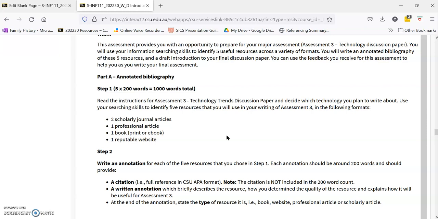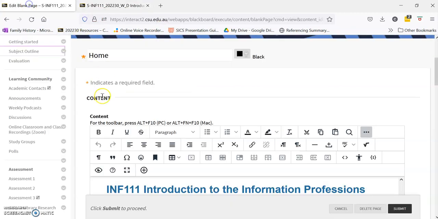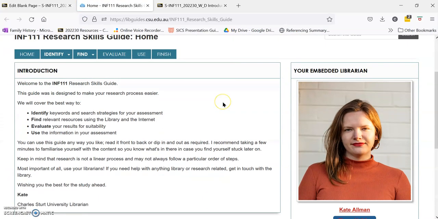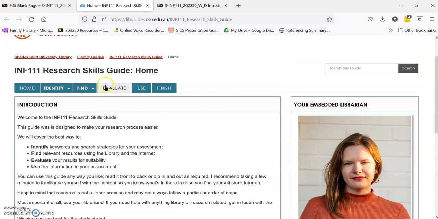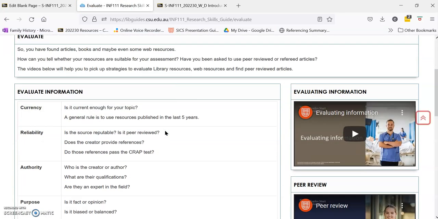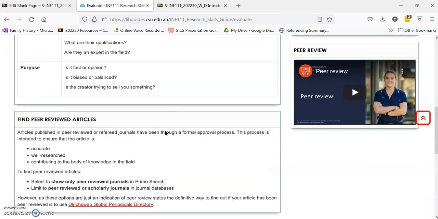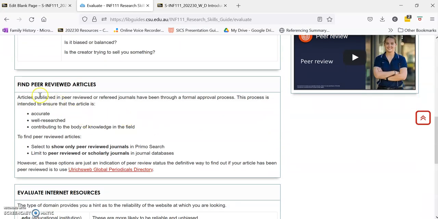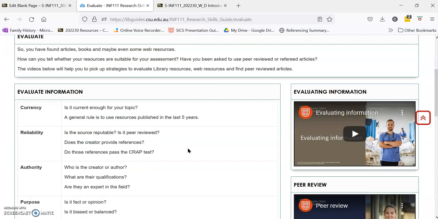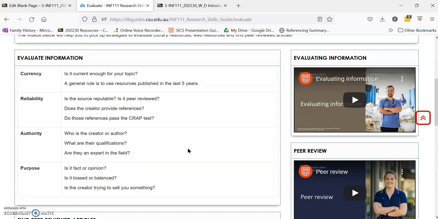If you're not quite sure how to evaluate all your different items, don't forget that the research guide is here. This is going to help you to do things like evaluating whether your resources are appropriate. This is a little bit about peer-reviewed articles. There's a bit about internet resources. So don't forget to use this guide. It really is very helpful.